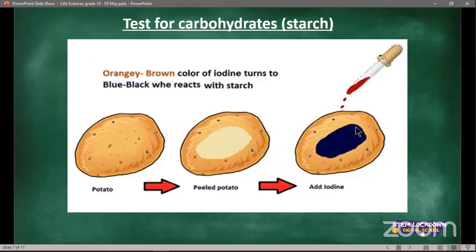All right, guys. So at first it is orange brownish, and then if there is the presence of starch, it will show you this blue-black color. Then it means that there is the presence of starch, and you have proven that potatoes do contain starch. All right. Are you guys all right? This is for your testing for the presence of starch.